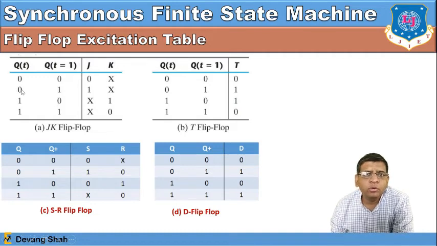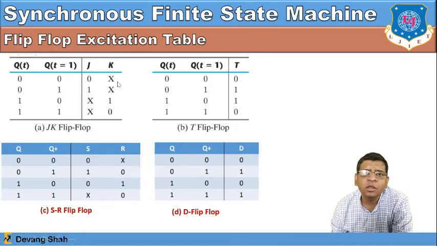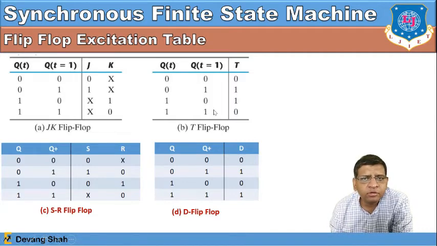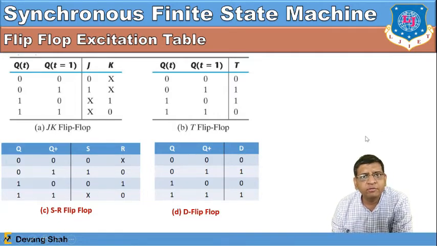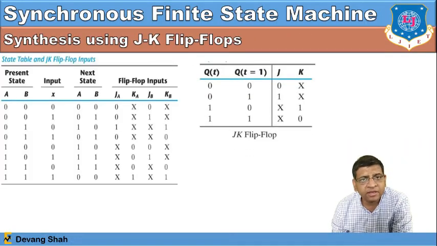If you want 0 and 0 at the output of a JK flip-flop, you have to apply 0 and X as the input to the JK flip-flop. Same way, if you want 1 1 at the output of a T flip-flop, you have to apply 0 to the input. Same way for SR and D flip-flop. So you must learn and remember this excitation table.